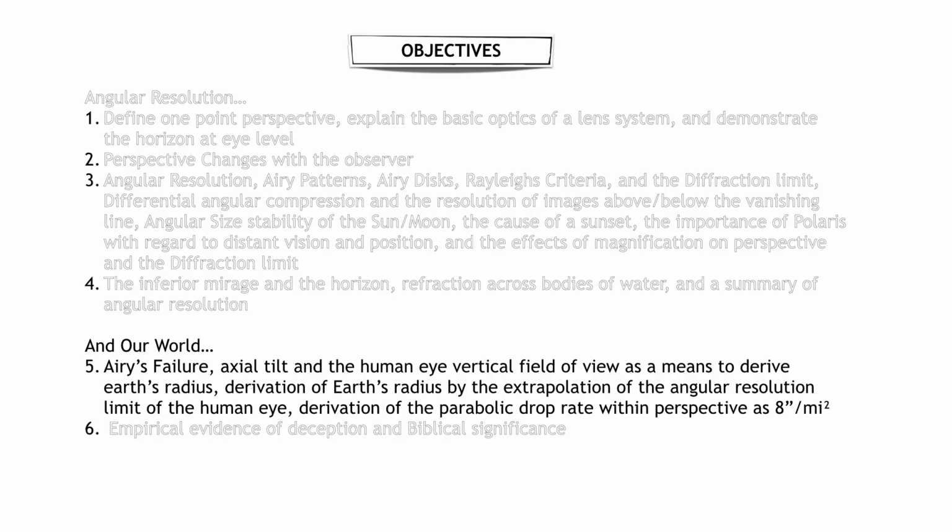So within this part we will discuss Airy's failure, axial tilt and the human eye vertical field of view as a means to derive Earth's radius, derivation of the Earth's radius by the extrapolation of the angular resolution limit of the human eye, and derivation of the parabolic drop rate within perspective, commonly known as 8 inches per mile squared.